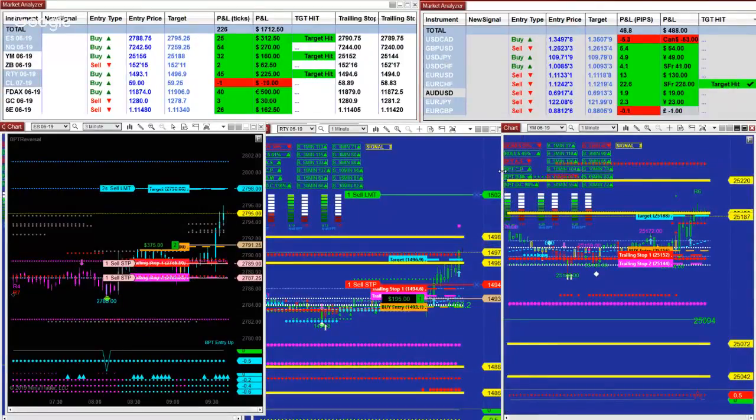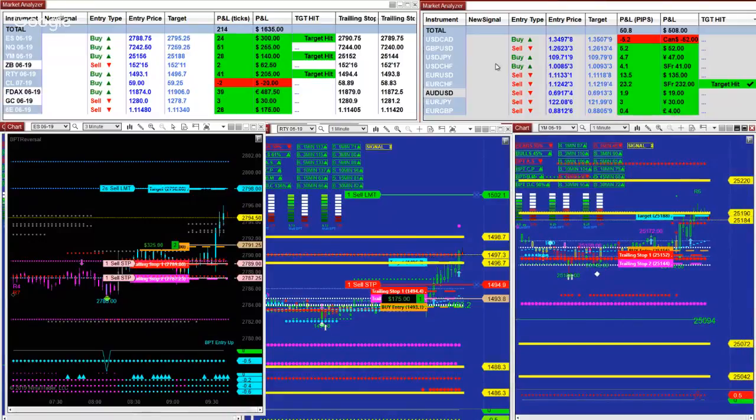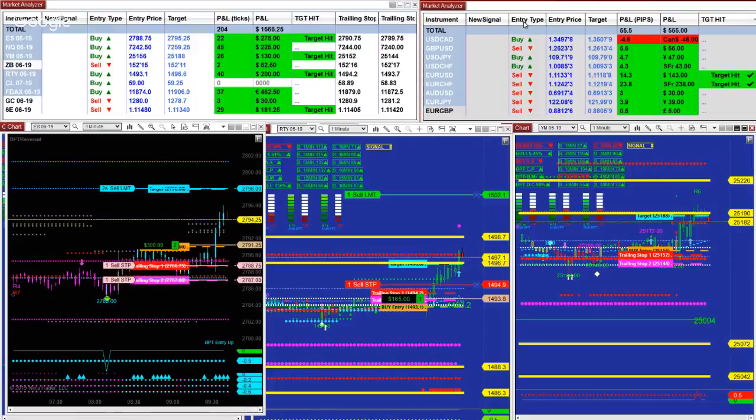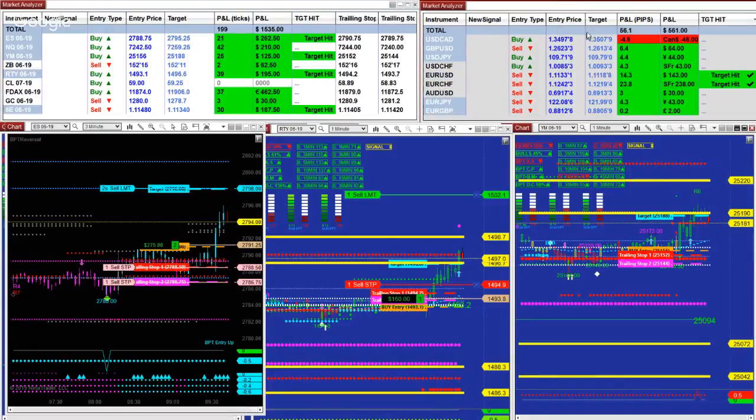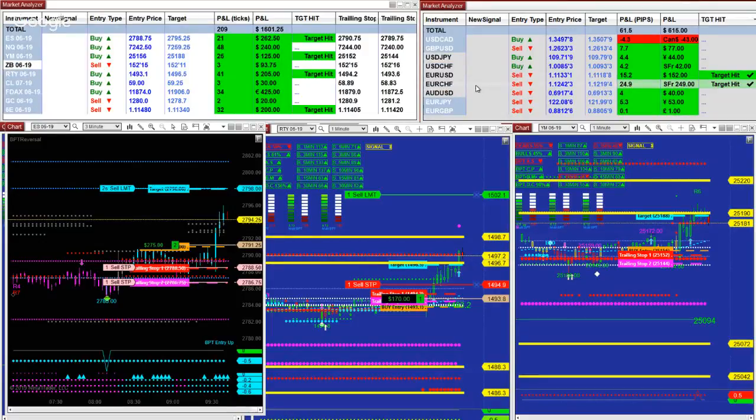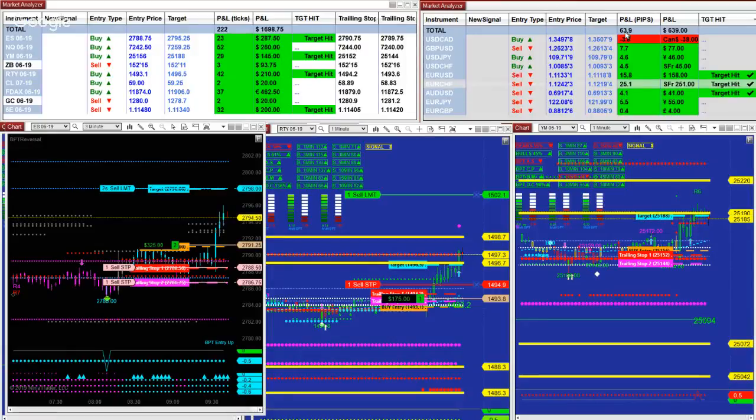Excuse me. The same story applies for the forex and stocks. As you see here on the forex, you will have a new signal here, and then the entry type, entry price, and the target, and how many pips we are away from the target or the target hit. As an example, we have two instruments here, the euro dollar and the euro. They are both hitting the target, and right now they are 63 pips into the profit based on the last entry signal.